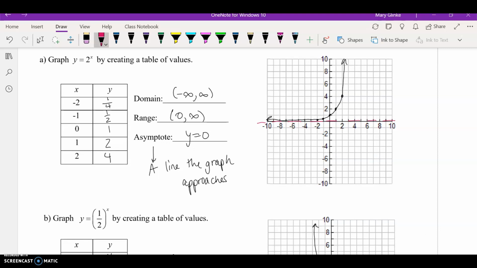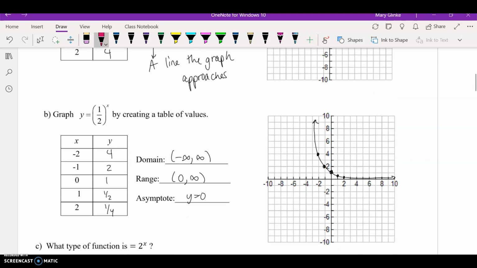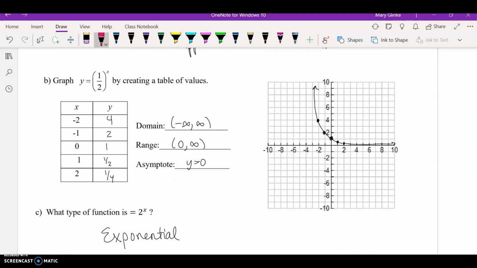You can see from left to right, this graph is increasing. It kind of looks like a slide here, but going up. This is exponential growth. Whereas for B, it goes the other way. We have 4, 2, 1, 1/2, and 1/4 because each time we are dividing by 2.